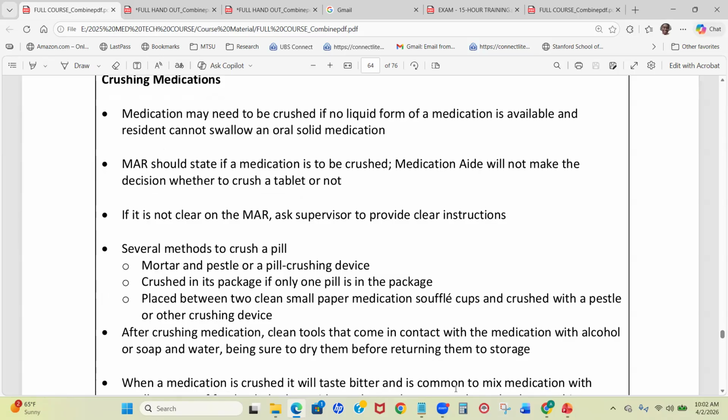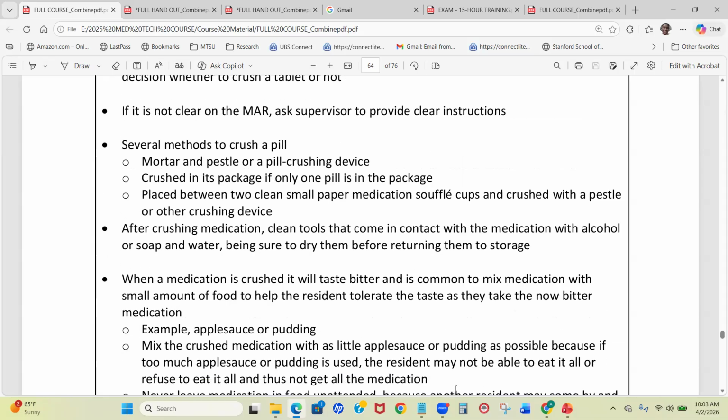Medication may need to be crushed if no liquid form of a medication is available and the resident cannot swallow an oral solid medication. Your MAR should state if a medication can be crushed. MedAid will not make that decision. You will not make that decision, thinking, oh, she can't swallow, I'm going to crush it. No, don't do that, please. Let the doctor know so that they will change the orders for you before you do so. Don't take matters into your hands and make that decision and do whatever. You'll be in trouble. Your license will be at stake. Don't do it.